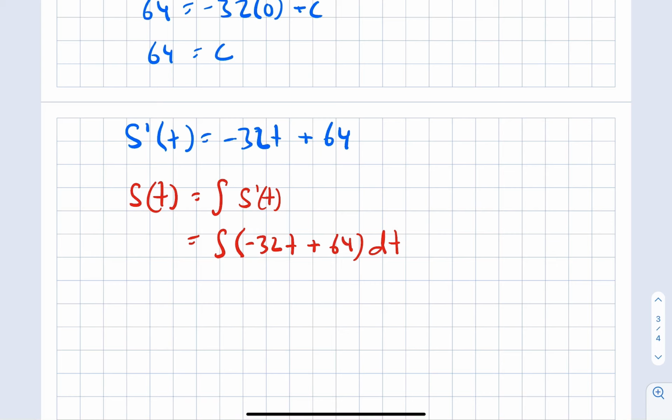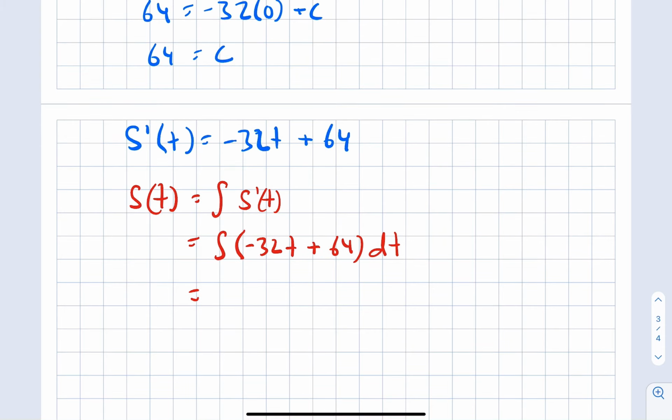So we will now integrate this. Let's just think about this portion right here. Well, we would raise the t up to t squared and then divide by that 2. So that is going to equal negative 16t squared. And then looking at this part here, that's 64. That's just going to turn into 64t when we integrate it. And then we have to add on our constant of integration like that.